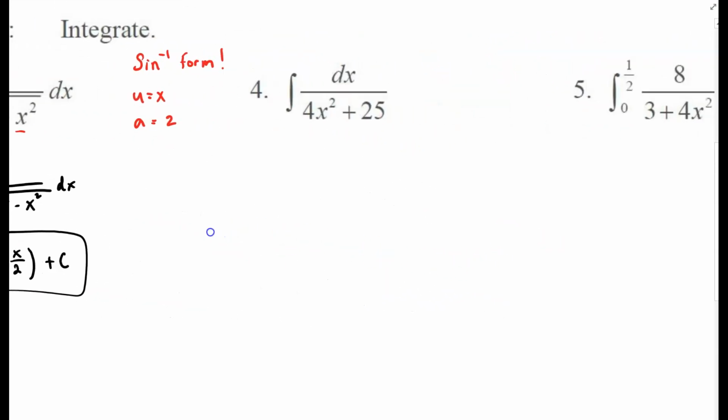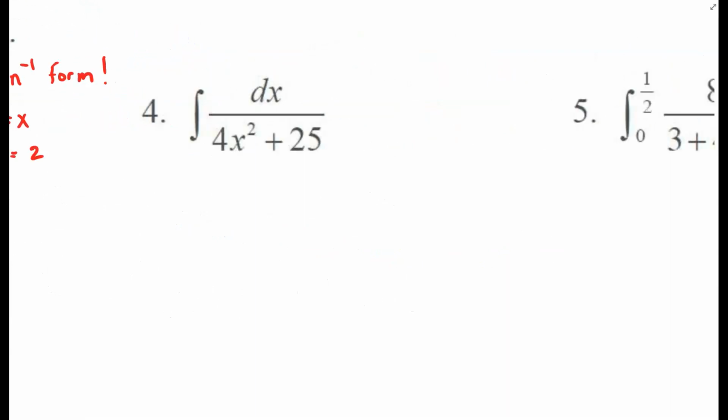Okay, let's go ahead and look at example number 4. And with example number 4, you should be thinking, this looks like tan inverse form. We have 2 values squared in the denominator. So here, this is 2x squared. That is our u value, 2x. And if I have a u that is a function of x, we have to account for u prime, which is 2. And we also have an a value here, which is 5 squared. So a is equal to 5.